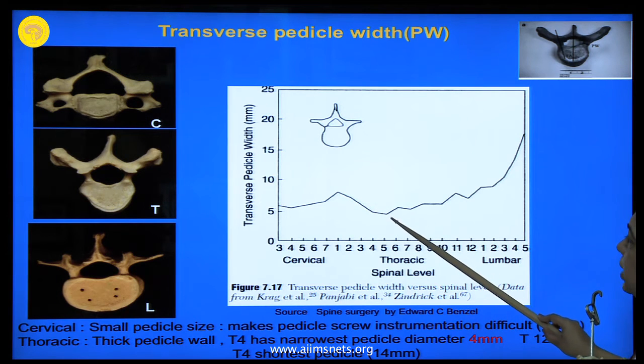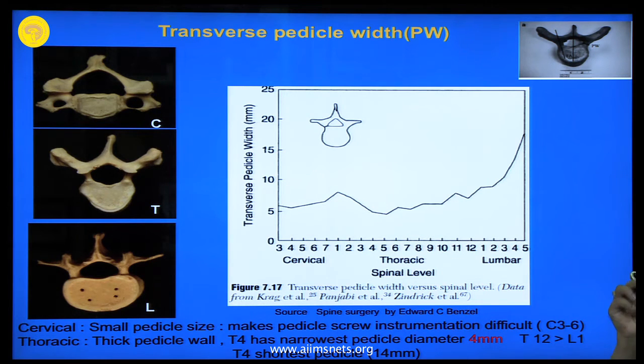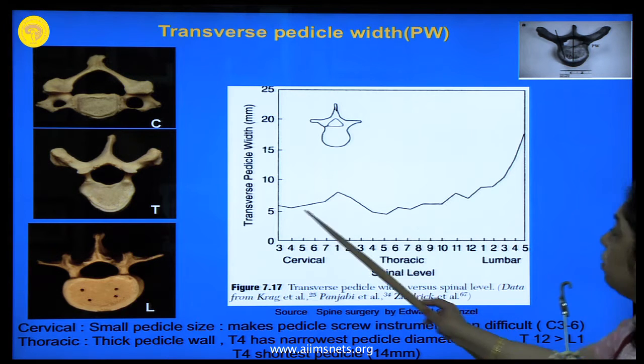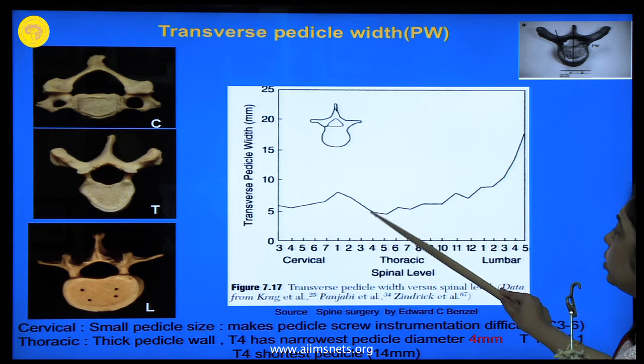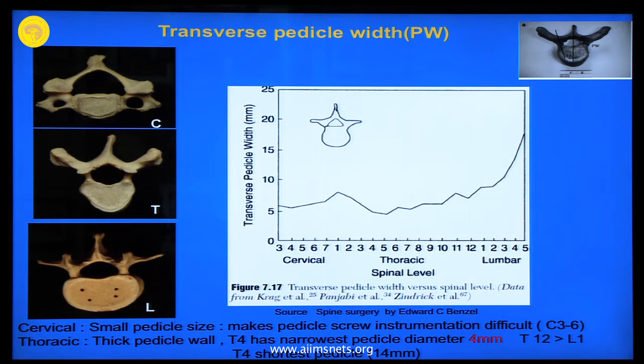So, the region of T4 to T6 is the region where the pedicles are the narrowest. That is the narrowest region, maybe even slightly smaller than this, somewhere around 4 millimeter. So, for pedicle screws in this region, the leverage is much less as compared to the other zones. Again, after T6, the transverse diameter of the pedicle is increasing, maybe around 7 millimeters, and then it shows more increase. And we can see that at T12, this is around 8 millimeters, and if we go up to L5, the screw can be 16 millimeter wide.